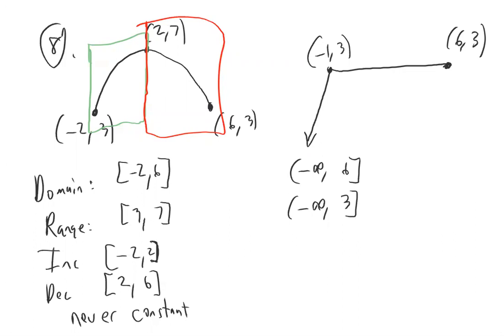And it's increasing on this area right here, right? So the left side of that area is -infinity. The right side of that area is at 3. No, actually, I'm sorry. The right side of that area, it's the x value that matters. So the right side of that area is at -1.